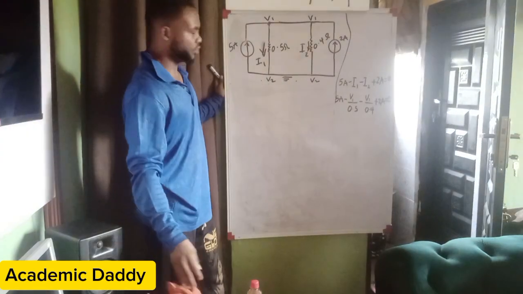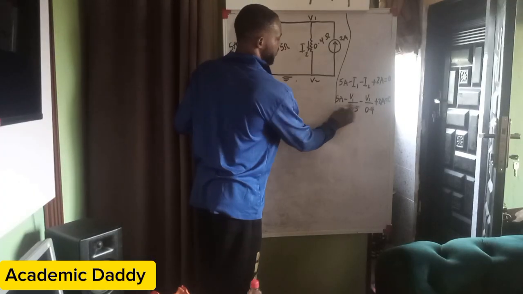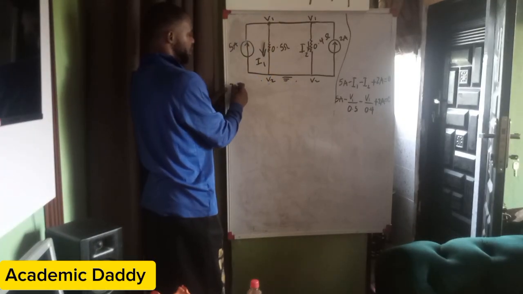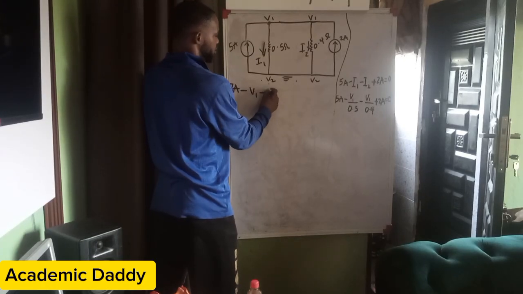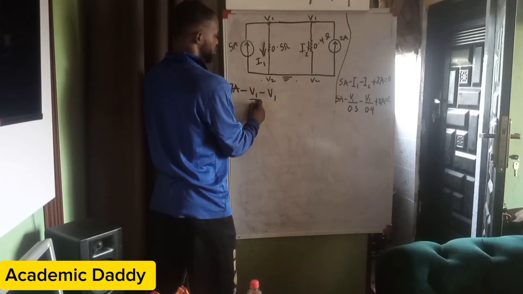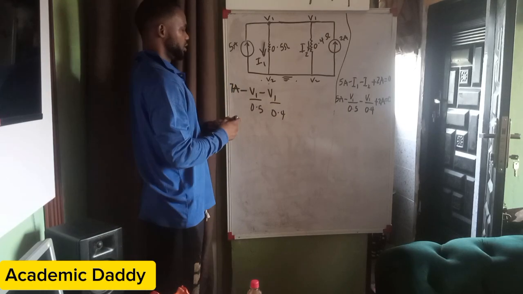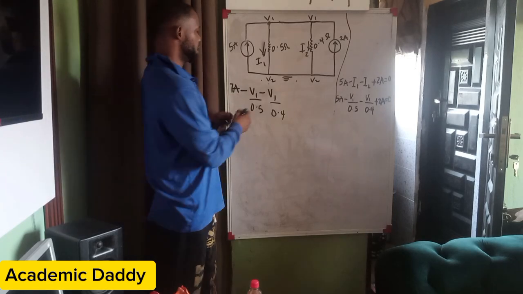Okay, so let's do the punch. You can see very well that this is 5A and 2A. 5 plus 2 is 7 amperes, minus V1 over 0.5, minus V1 over 0.4, equals 0.